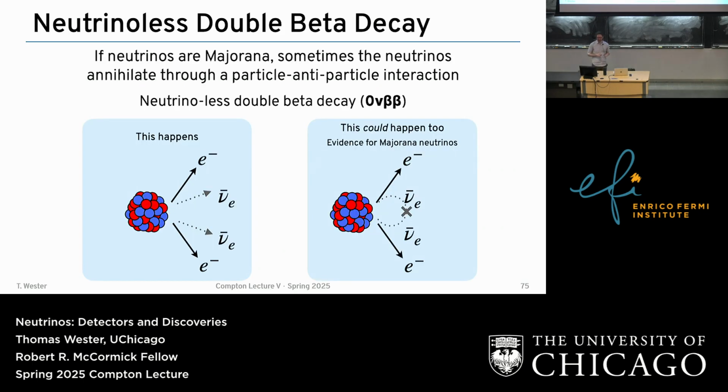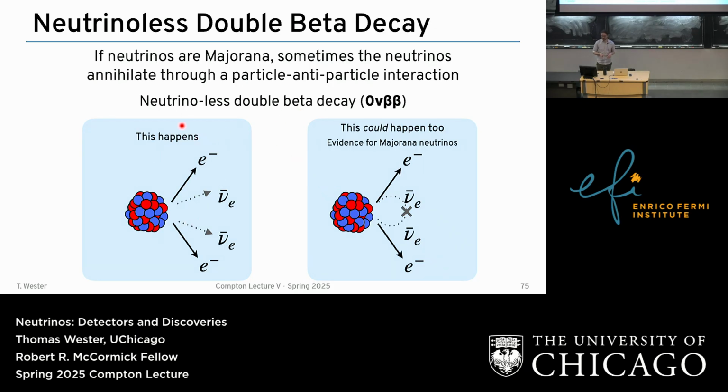Okay, so why is this important for our neutrino story? Well, it turns out you can have a process called neutrinoless double beta decay, where if the neutrino is its own antiparticle, it can actually annihilate in the beta decay before the electrons are emitted. So the 2 diagrams are shown here.